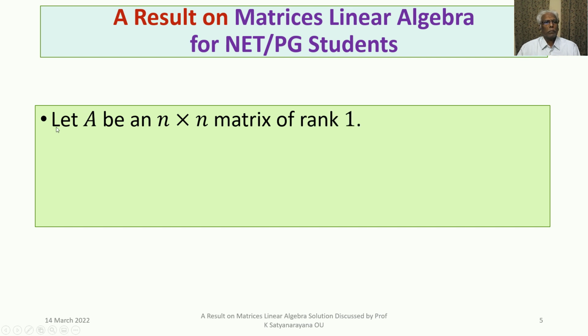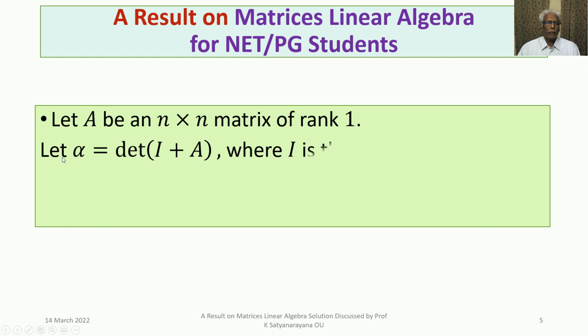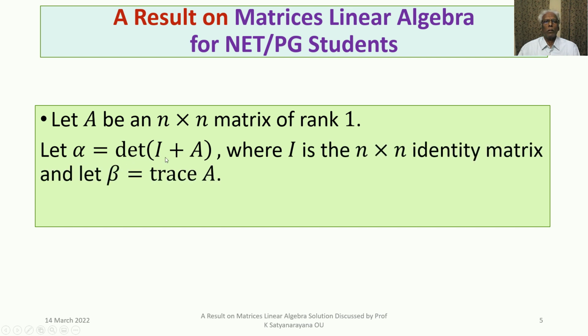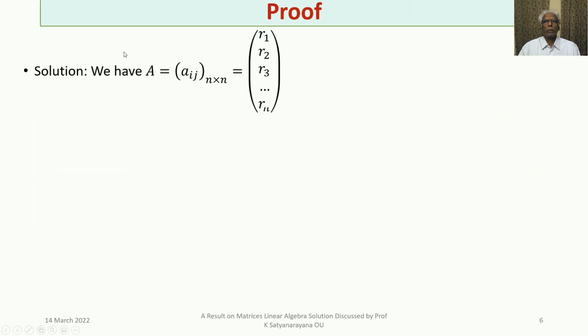The theorem, or the result, is: let capital A be an n by n matrix of rank 1. Let alpha be equal to the determinant of I plus A, where I is the n by n identity matrix, and let beta be equal to the trace of A. Then we have to prove alpha minus beta is equal to 1. The proof of that theorem is now given.